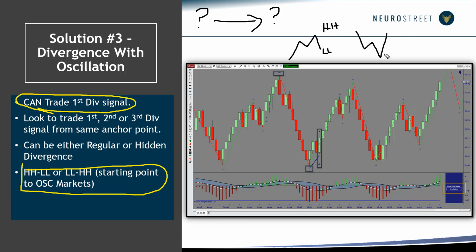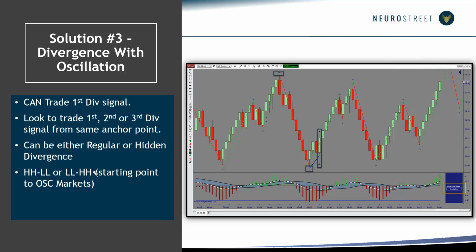If you make a higher high like that, all the way back down to a lower low, like that, that's oscillation. Or if you're making a lower low and then you go all the way back up and then all the way back down, the beginning of the oscillation started here, not down here. It's about knowing how to identify oscillating rules.